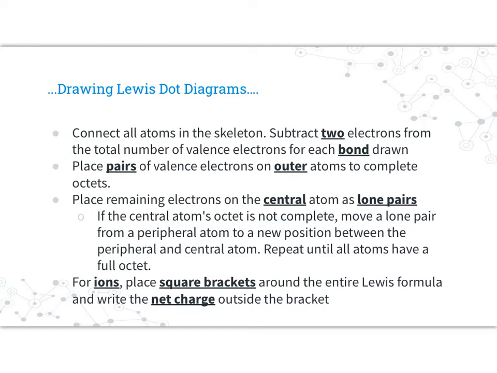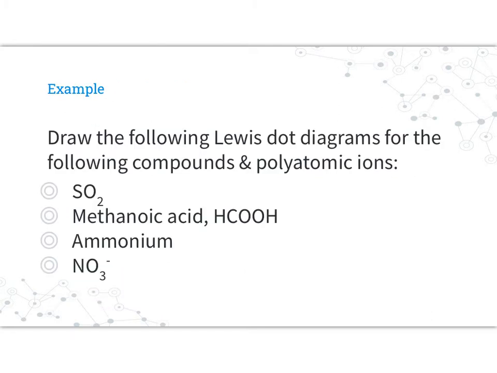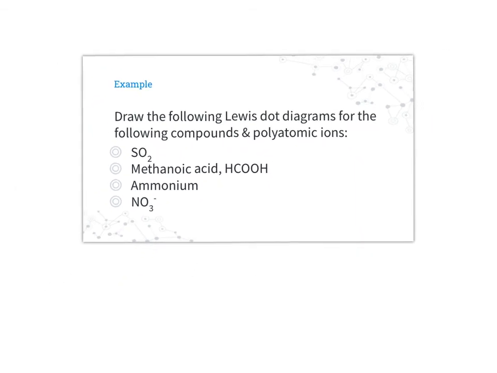Repeat until everybody has a full octet. For ions, we end up with square brackets around the entire Lewis formula or Lewis dot diagram, and we will write the net charge outside of the bracket. Now that seems like a mouthful and a list of rules that don't make sense, so let's get started with some examples. So we're going to draw the following Lewis dot diagrams for the following compounds and polyatomic ions.